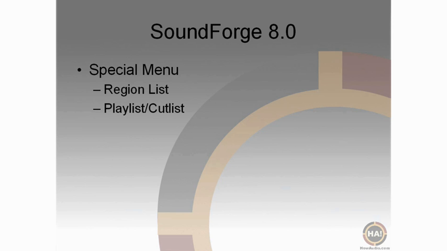Okay, next under the special menu, we've got the region list and the playlist cut list. We've touched on a few things from these areas in other movies, but here we'll dig in and show how you can create these areas and what you can do with them once you've got them.